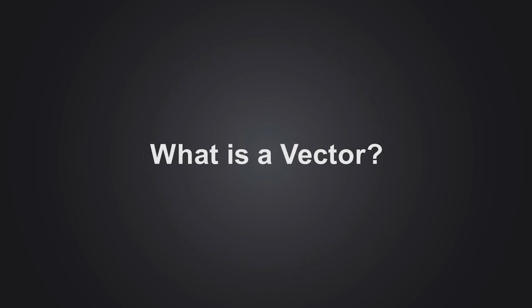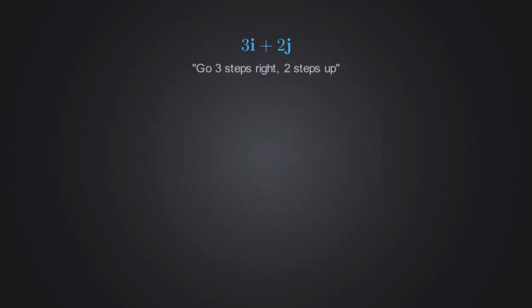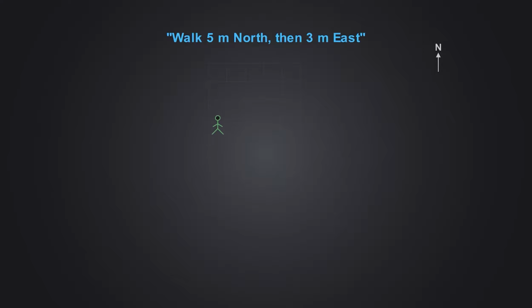Well, there are many definitions, but a good way to think about it is that a vector is a set of instructions. That's it. Go 3 steps to the right, 2 steps up. That's a vector. Walk 5 meters north, then 3 meters east. That's another vector. It's a recipe for moving from one place to another, and the numbers tell you how far. The direction tells you which way. That's the whole concept here.